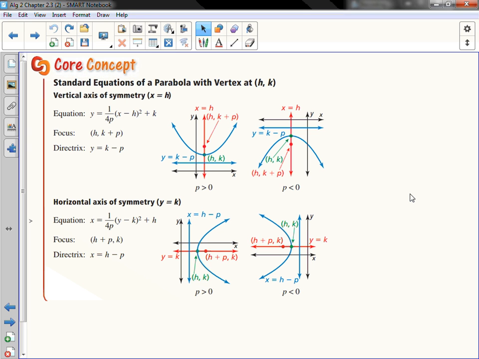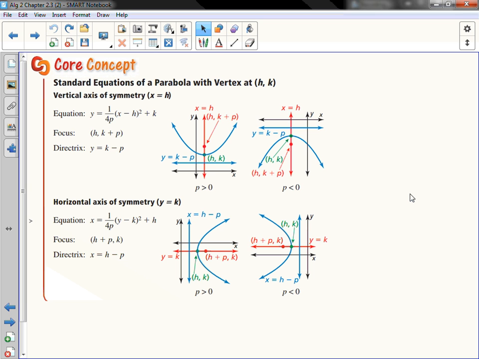The first thing on that sheet are these formulas that we had yesterday. x equals 1 over 4p times (y minus k) squared plus h, and y equals 1 over 4p times (x minus h) squared plus k. We have the two formulas that we worked with.